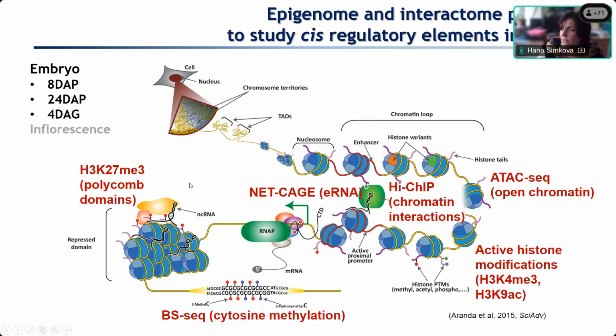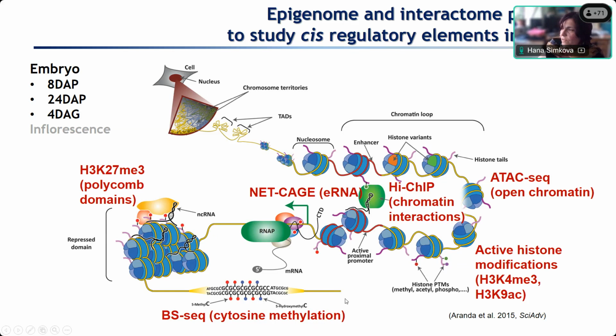So we see that we generated ATAC-seq data to track the open chromatin regions. We did ChIP-seq for three histone modifications, both the activating and the silencing chromatin marks. We did NET-CAGE for the identification of the enhancer RNAs, and we did bisulfite-seq to analyze cytosine methylation. This was done just for this stage, the other ones were done for all stages. And besides, we also have this HiChIP data that show the interactions, for interactome profiling.